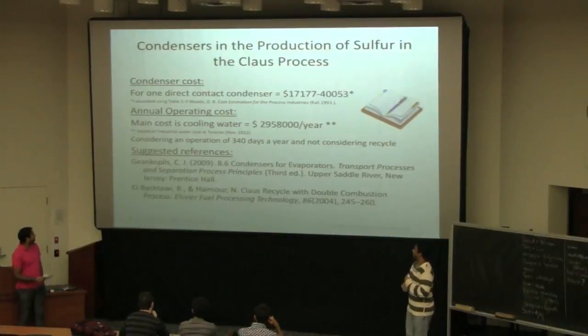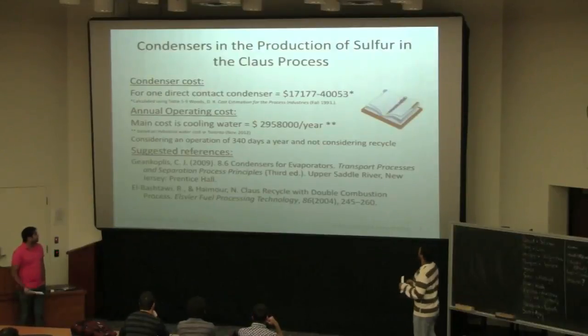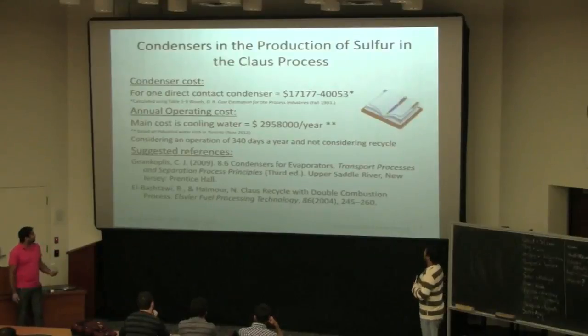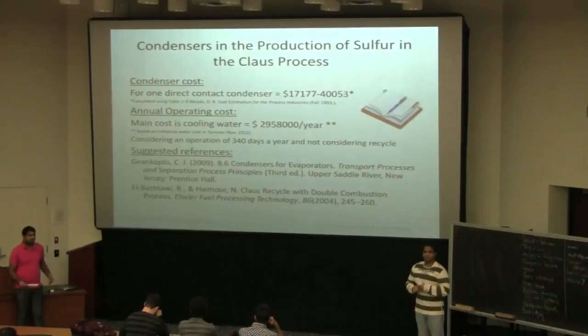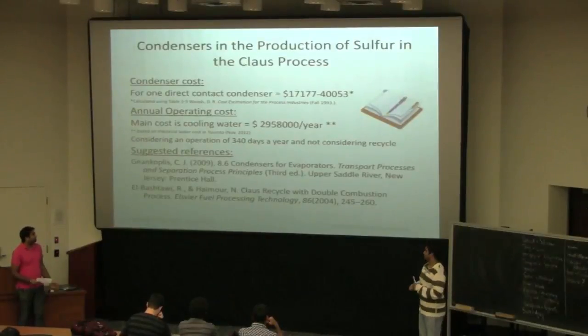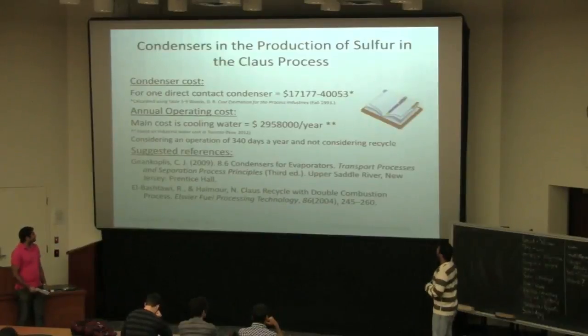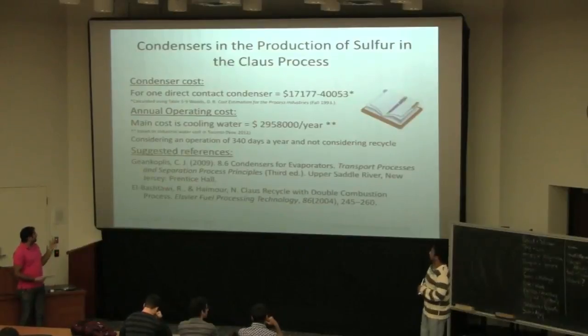We estimated the cost of one condenser to be about $17,000 to $40,000 in the table, or $5,000 to $9,000. And the annual operating cost considered just water without recycle. Recycle would reduce it by quite a bit, but that would happen way downstream. And that's about $3 million a year, which is kind of bad.